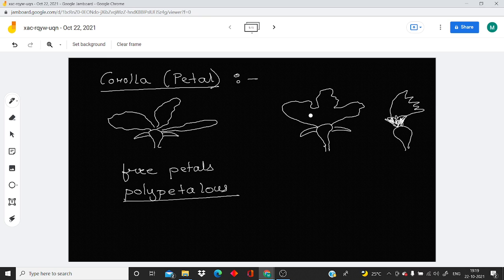Okay, here also you can see from the base they are all fused. Only towards the margin their bifurcation is there. So fused petals, and scientifically they will be called gamopetalous. Okay, I hope all of you understand it. Okay?